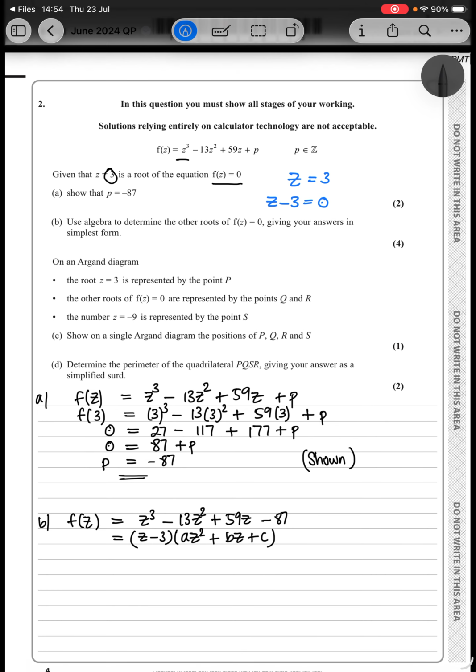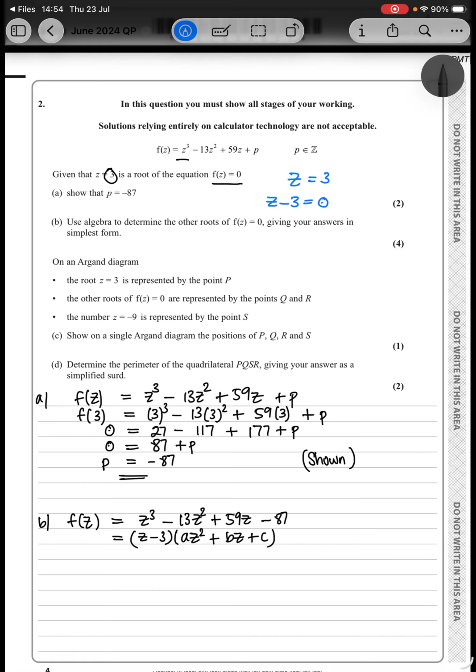Part C. On an Argand diagram, the root z equals 3 is represented by the point P. Other roots are represented by Q and R. The number z equals minus 9 is represented by the point S. Show on a single Argand diagram the positions of P, Q, R, and S.